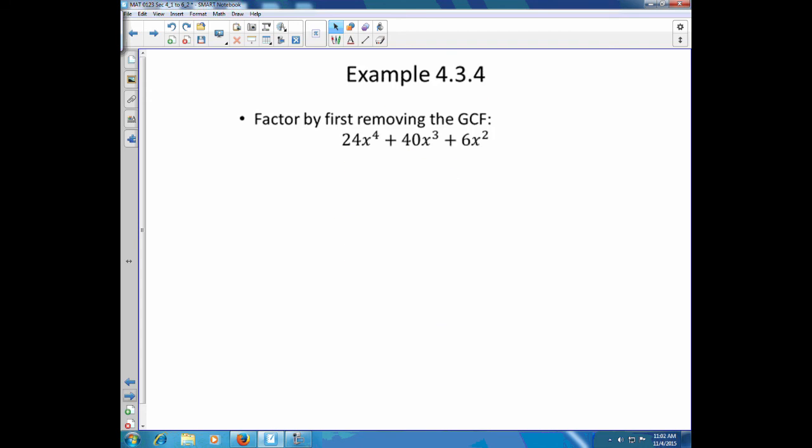Now we want to factor by first removing the greatest common factor. In this case, all of the terms are divisible by 2 and divisible by x squared. So we're going to factor out a 2x squared. And what we're left with is 12x squared plus 20x plus 3. And now we can factor what's inside the parentheses.